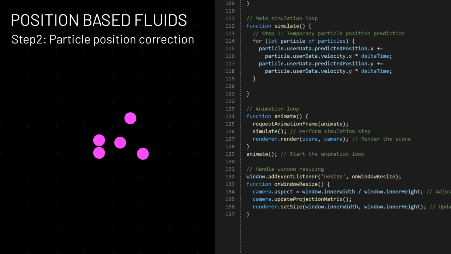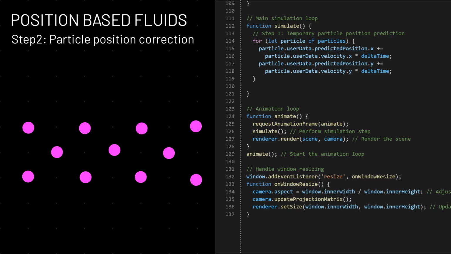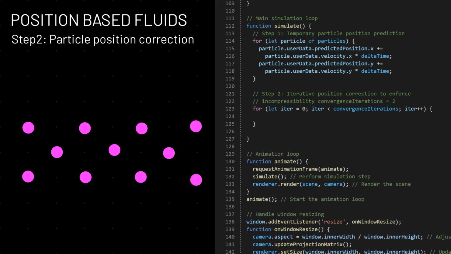With the predicted particle positions, it is unlikely that the particles have uniform target density throughout. We need to make multiple particle position adjustments to satisfy the density constraints. The reason why one iteration is not sufficient is because every particle is getting a position adjustment based on other particle positions before the adjustment. So you need multiple iterations to get good results. 2 to 4 times is enough.